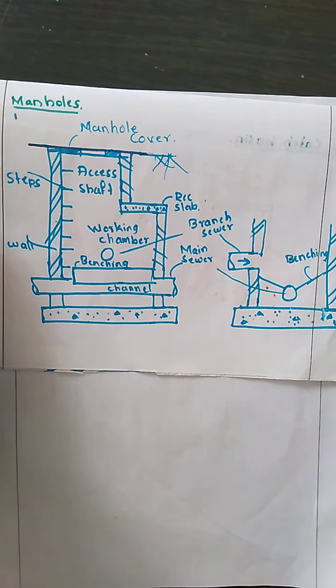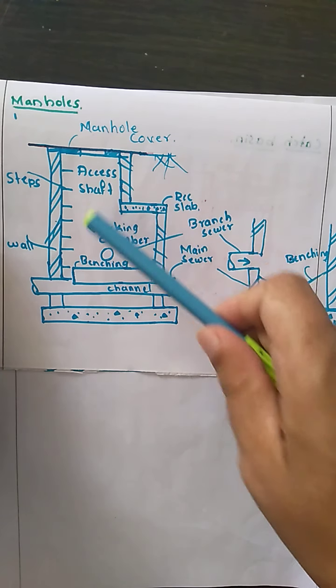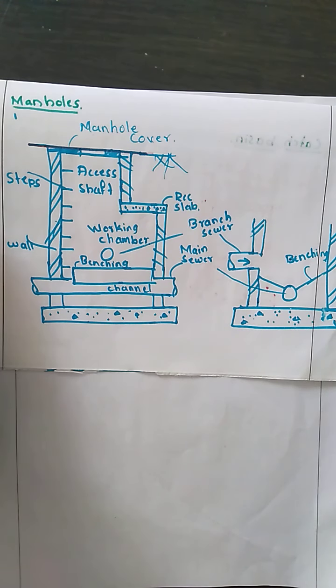Now the working chamber is the lower portion of the manhole and it provides the working space to carry out the repair works. It is going to have an offset of the RCC slab. The minimum size of the working chamber for a rectangular manhole is 0.9 by 1.2 meter, and for a circular manhole it is around 1.2 meter diameter. The height of the working chamber should be around 1.8 meter.